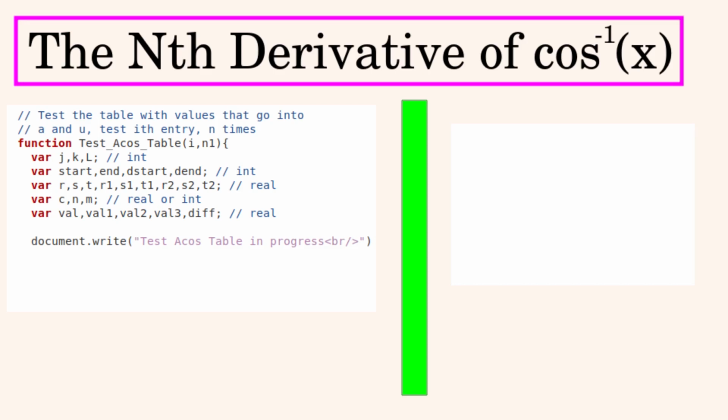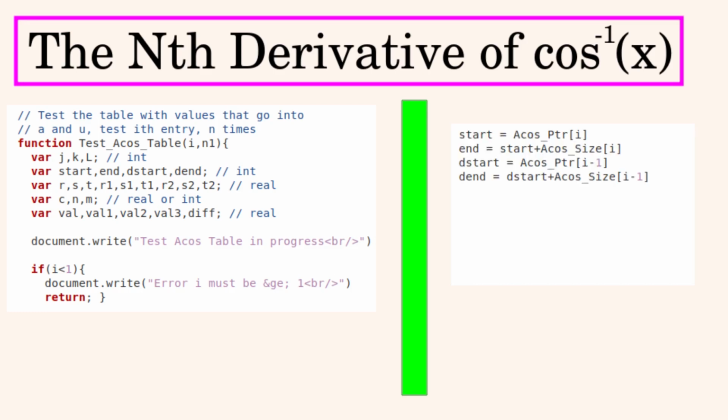We'll print out a message that testing is in progress, and that the position in the table variable must be in range. We'll test it using numerical differentiation. We'll get the start and end of 2 consecutive expressions of derivatives in the table. We're testing one against the other. The first one should be the numerical derivative of the next one.